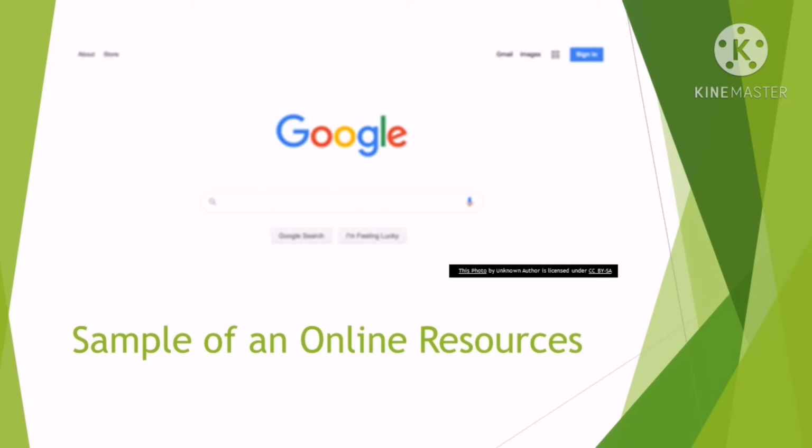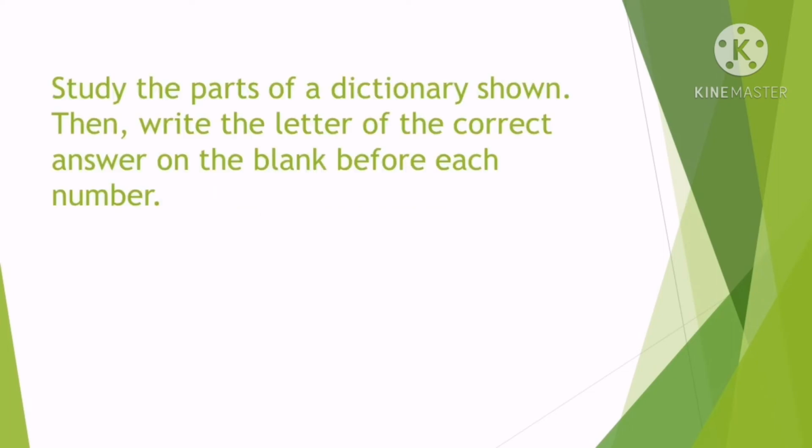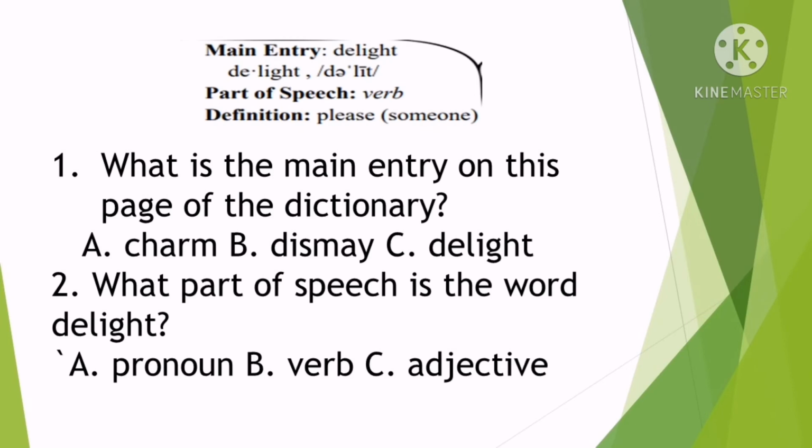Now let's go to some activities. Let's try this. I know you're excited. Please get a pen and a paper, because we will be doing some activities regarding the online resources. Are you ready? Now let's start our activity. Study the parts of the dictionary that I will be showing, then write the letter of the correct answer on the blank before each number. Are you ready? Alright, so this is number 1 and 2.